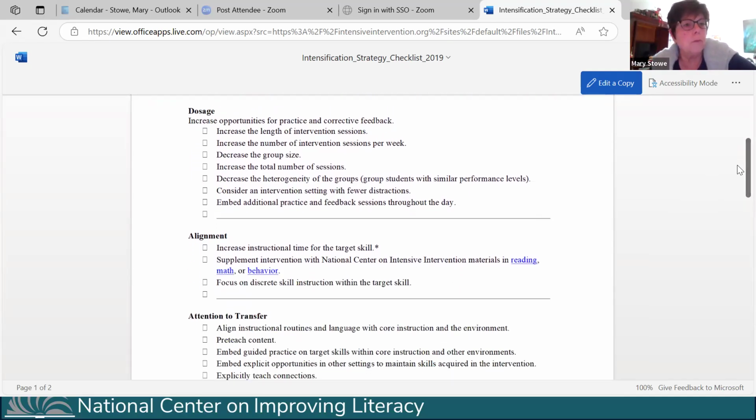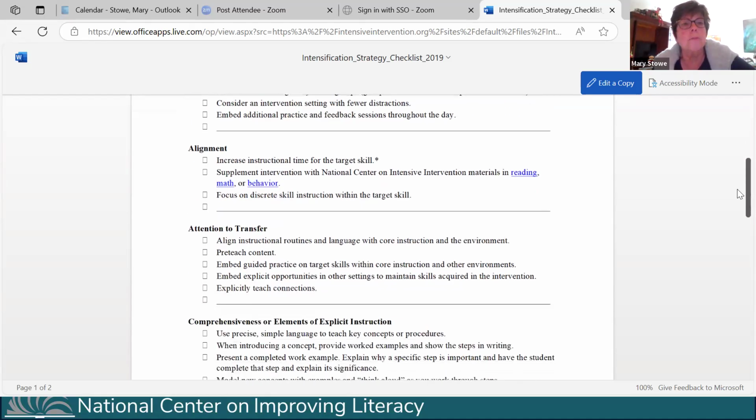So we need to think about and remember dosage was really something we needed to consider in regard to delivery of the instruction that we are about to provide. And this really supports that thinking around what is the length of the intervention sessions? What is the number that we're going to provide of those sessions? We're going to look at either decreasing the group size or making the group more heterogeneous. We might increase the total number of sessions, but you can see that you have a checklist to begin to think about what might dosage look like at tier 3 or for specially designed instruction.